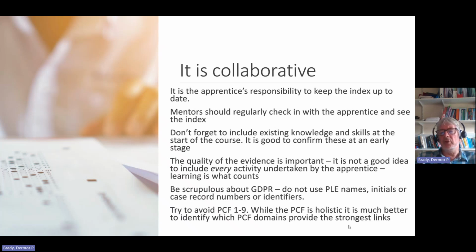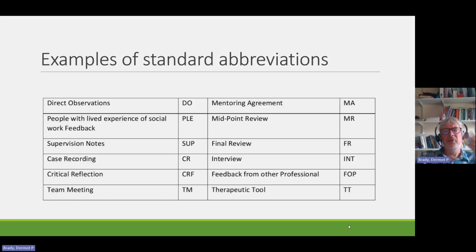I don't want to see case record numbers or identifiers from Mosaic or whatever system is involved either. And when we're saying, oh, this activity is PCF 1 to 9, well, some things are, but mainly not. Let's try to link the activity to the strongest link in the PCF. 1 to 9 is kind of lazy, and I don't think it's always true, even though on occasion it can be. This is the list of standard abbreviations.